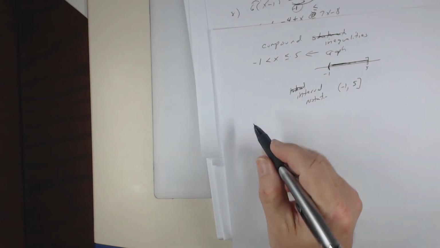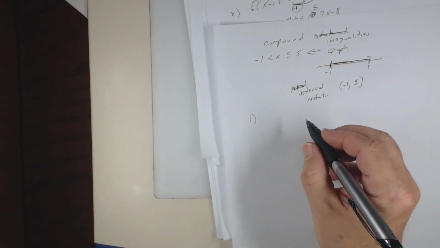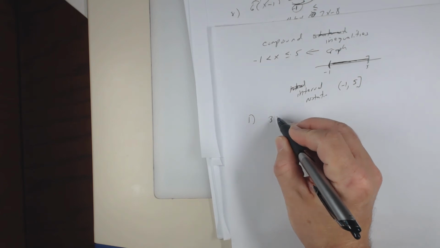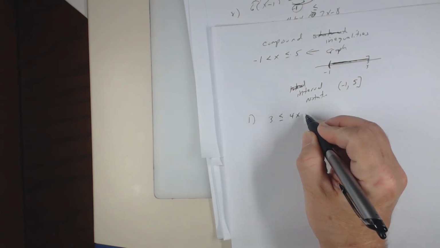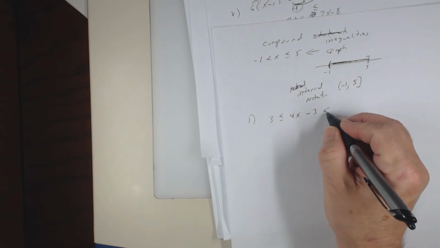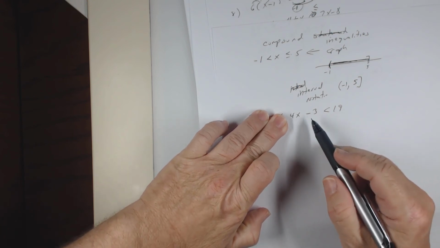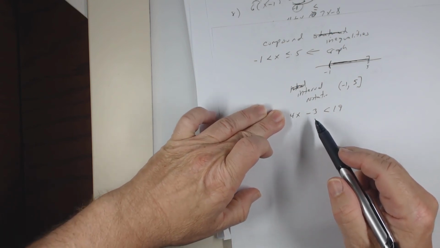Okay, let's look at this one. Suppose we had number 1. Suppose we had 3 is less than or equal to 4x minus 3 is less than 19. Okay. Now remember, you're trying to get the variable by itself. So if I cover this part up and you had this simple linear inequality, what would be the next step?